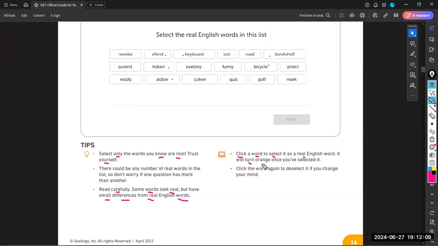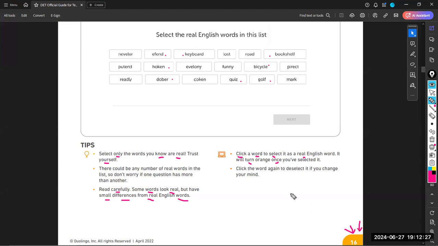It will turn orange once you select it, like this color. When you select this word, for example, quiz is a real word. Golf is a real word. When you select the real word, it will turn orange. Yeah, exactly.